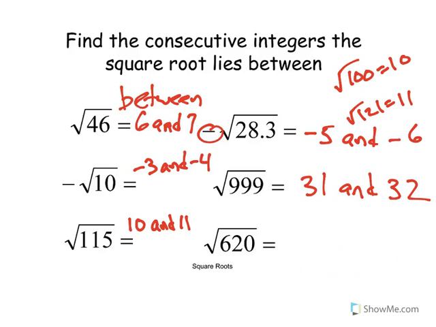And then let's take a look at this one, right? So I know that the square root of 625 is 25. Now 620 is just a little bit smaller than 625, so this is going to be really close to 25. It's going to be like 24.9 something. So I'm going to say this is between 24 and 25.